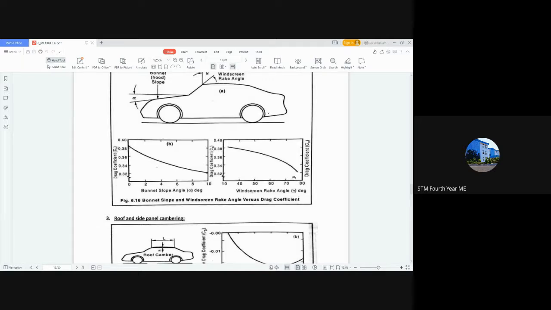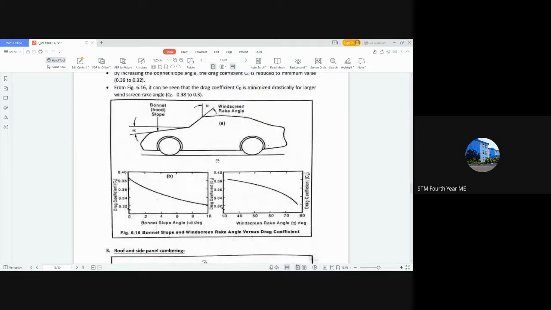At almost 80 degrees, the coefficient of drag is much less. If it is in the zero condition, as in the case of a KSRTC bus, you can see there is no windscreen rake angle. In the old KSRTC bus, there is no windscreen rake angle, so the aerodynamic drag will be much greater compared to a car. That is because there is no windscreen rake angle, and one of the problems for aerodynamic drag is the windscreen rake angle.